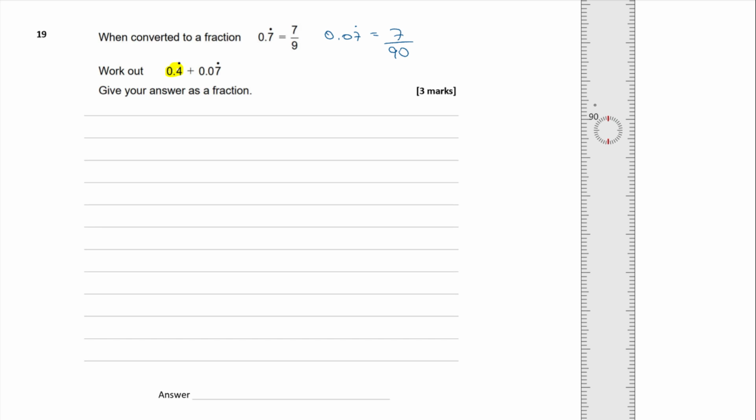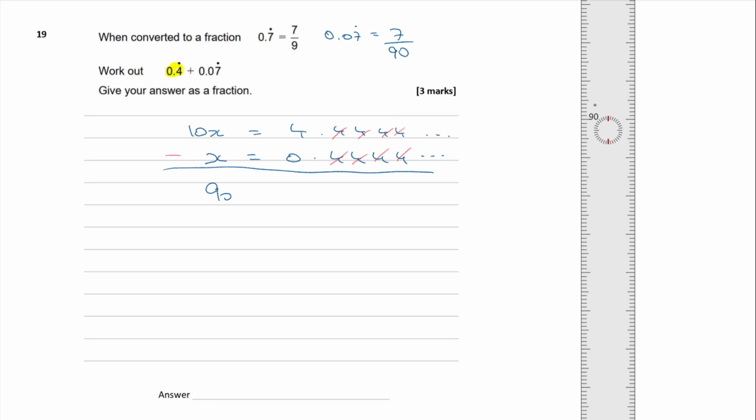So all I really need to do then is work out what fraction 0.4 recurring is. So I'm going to let x be 0.4444 and so on. And then 10x is going to be 10 times as much, that's going to be 4.4444 and so on. Okay, and then if I subtract those from each other, you can see all these 4s cancel each other out, leaving me with 10x minus x is equal to 4 minus 0.